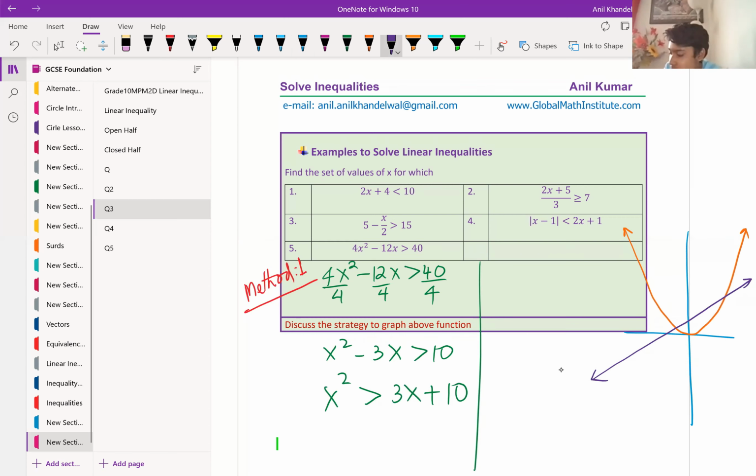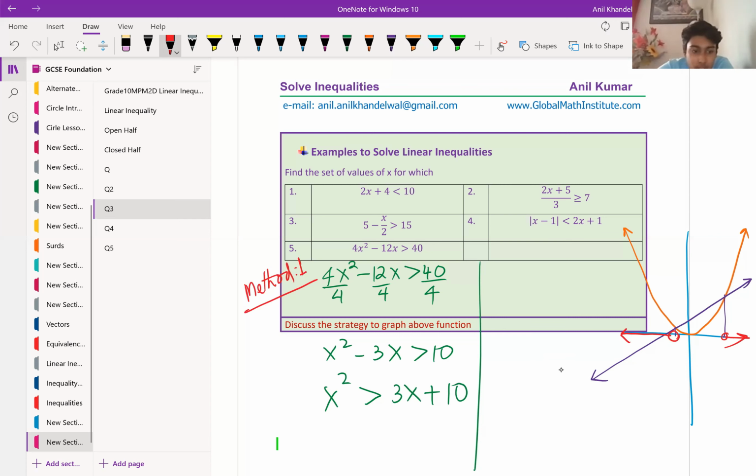Correct? Yes, sir. So when you sketch, you want the parabola value to be greater than the line, correct? Yeah. So where is the parabola greater than the line? The parabola is greater than the line after the point of intersection, correct? So I could highlight this portion with open circles like this. Is that clear to you? Yes, sir. So that becomes the solution of this particular thing. Is that clear to you?